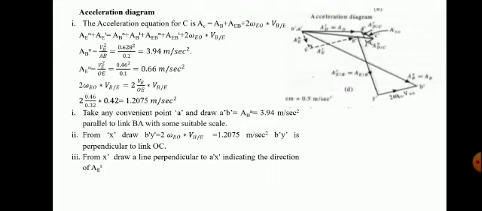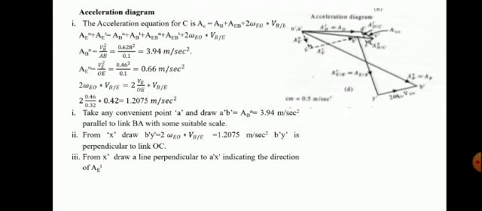The equation has the components A_NB, A_TB, A_NE, A_TE, plus the Coriolis term 2 omega into velocity. A_NB is equal to V_B square by AB, and A_NE is equal to V_E square divided by OE. All these values you already got from the velocity diagram. V_B square by AB comes around 3.94 meter per second square. A_NE is equal to V_E square by OE, which is 0.46 square, giving 0.66 meter per second square.